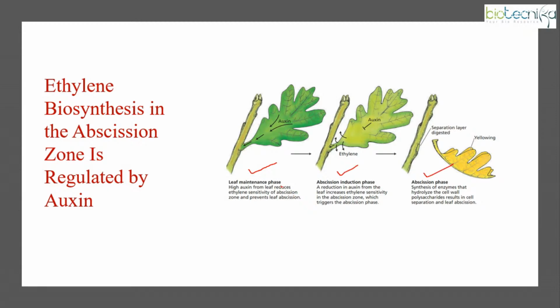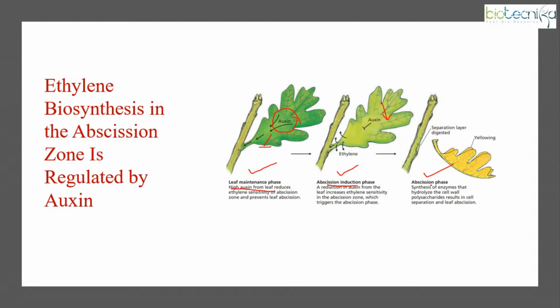In the leaf maintenance phase, we have higher auxin concentration. If auxin levels are higher, the leaves will appear green in color, and auxin will be inhibiting the ethylene response. In the abscission induction phase, that is in the initial stage, you will find the leaf is light yellowish in color. So at that stage, what happens? There is a reduction in the auxin level and an increase in the ethylene response.